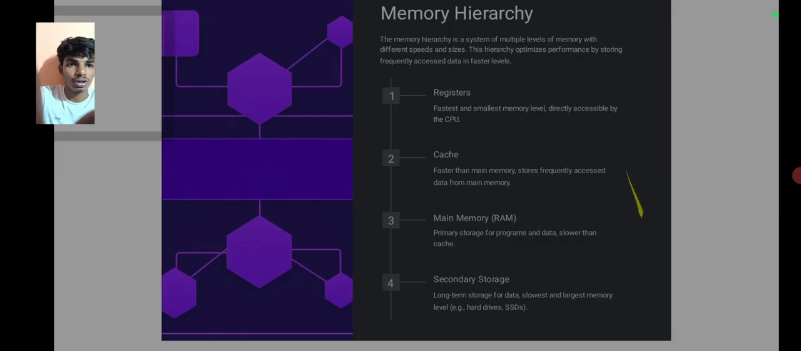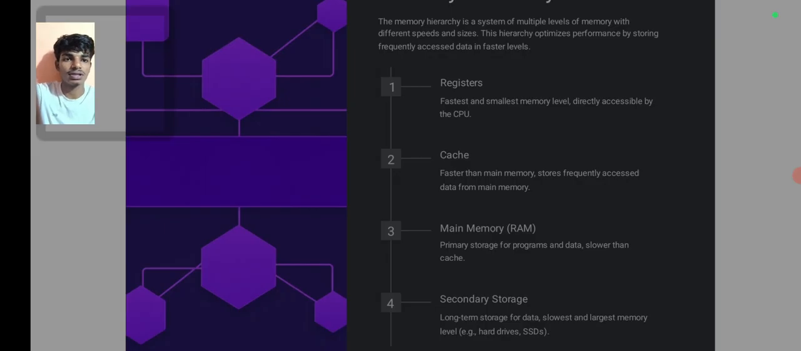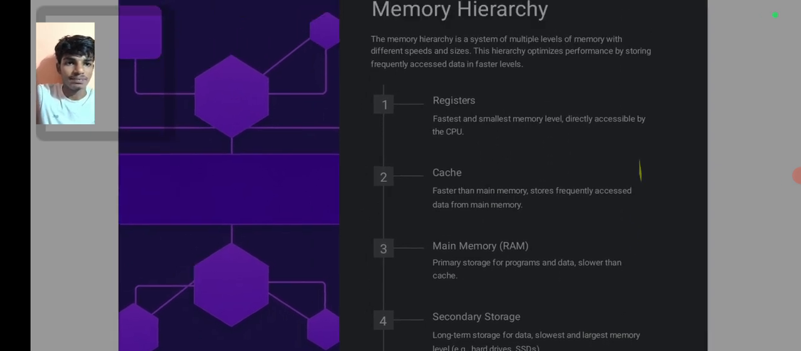Let us study about memory hierarchy. The memory hierarchy is a system of multiple levels of memory with different speeds and sizes. The hierarchy optimizes performance by storing frequently accessed data in faster levels. In that we have four levels, that is register, cache, main memory and secondary storage. Main memory is also called RAM.